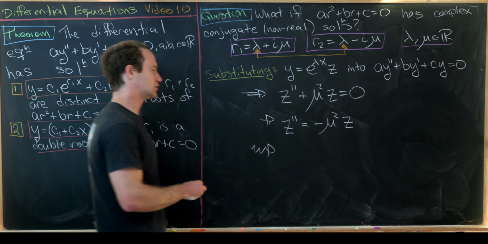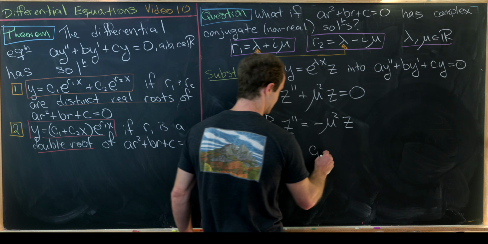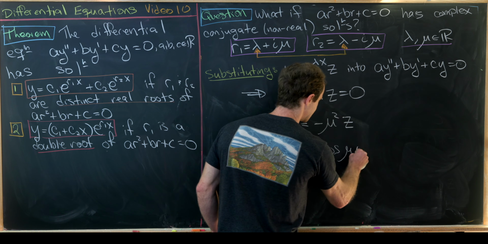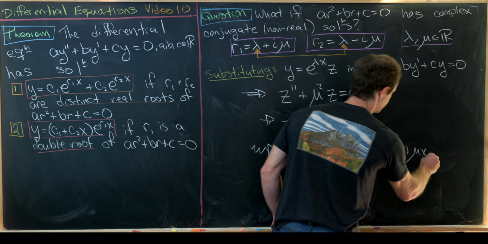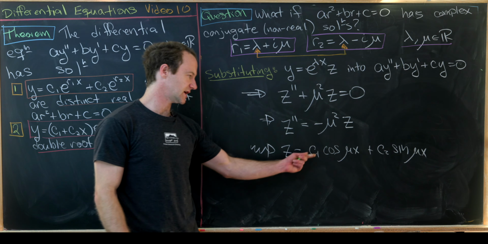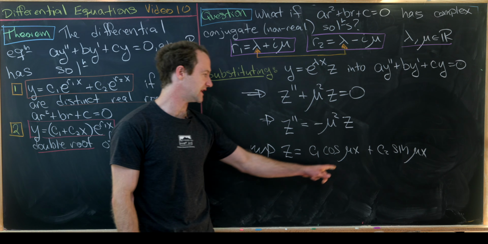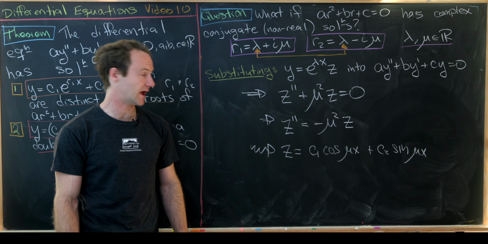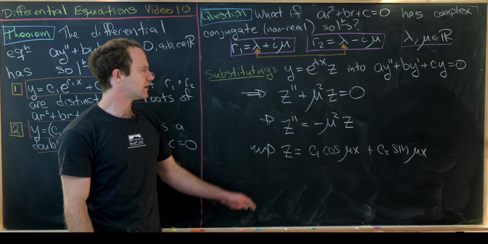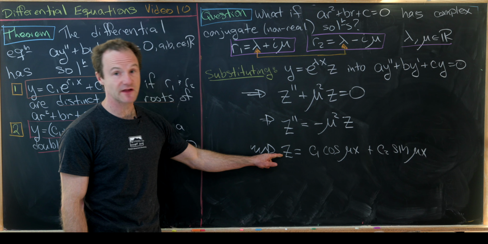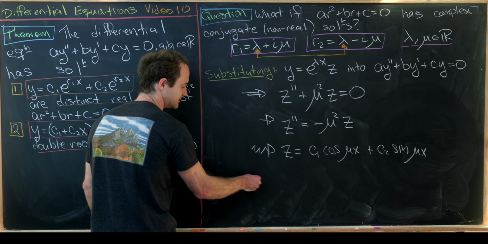So through all of that exploratory thinking, we get that z has a general form of c1 times cosine of mu x plus c2 times sine of mu x. So again, take the derivative of cosine twice, you'll get back to a negative cosine, but each time you pick up a mu along the way. So that gives us a minus mu squared. Same thing for sine. But let's notice that z was not the function we were trying to solve for, it was y, which is e to the lambda x times z.